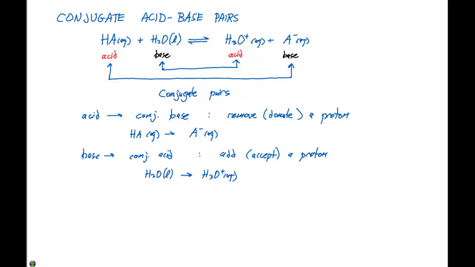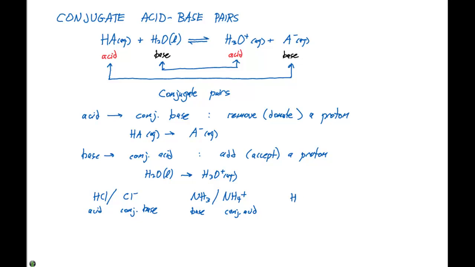Both of these particular reactions have to happen with each other. They can't just happen by themselves. We can't remove a proton without adding it to something else. So when the equilibrium is established, we have these particular conjugate pairs. For example, if we have HCl, this is an acid. Our conjugate base then is going to be Cl-. If we have NH3, which is a base, the conjugate acid is going to be NH4+.